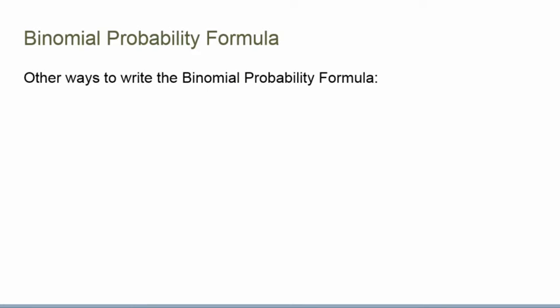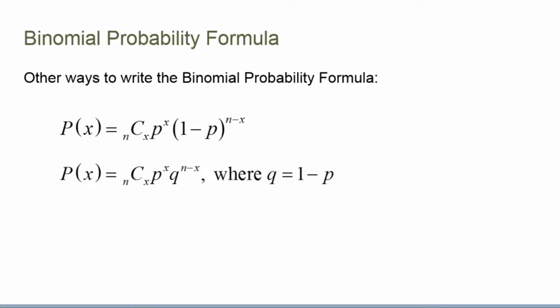Binomial probability formula. There are other ways to write your binomial probability formula. P of x equals n combination x, p to the x, parentheses 1 minus p to the n minus x power. Or P of x equals combination of n choose x, p to the x, q to the n minus x power, where q equals 1 minus p.